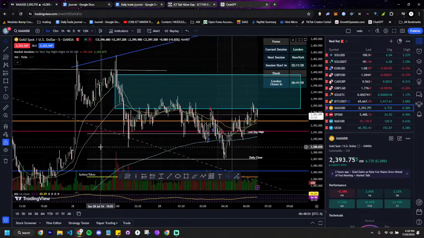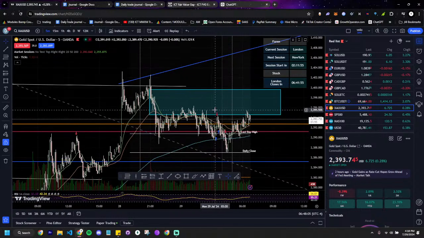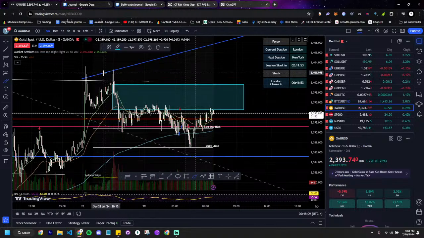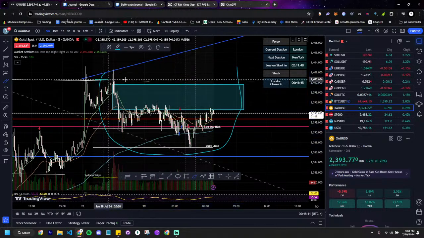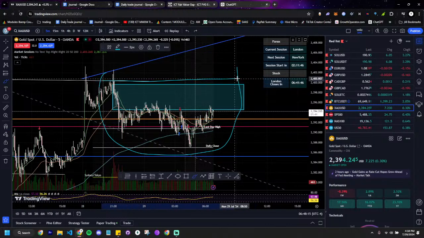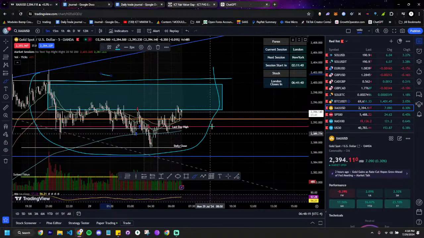Alright, with that out the way, what we can do here is, just in case we do find a proper opportunity, it seems like we're going towards a market maker model, honestly. Look at this. It seems like we're going to retrace back to this buy side liquidity level. Because this is the market maker buy model. This is just the consolidating phase of it.